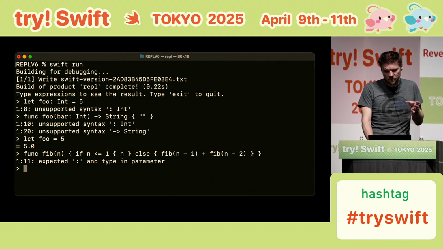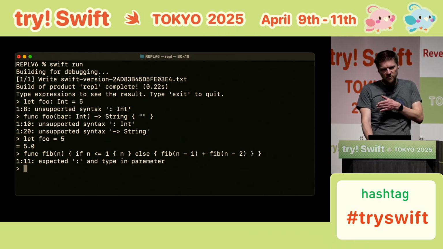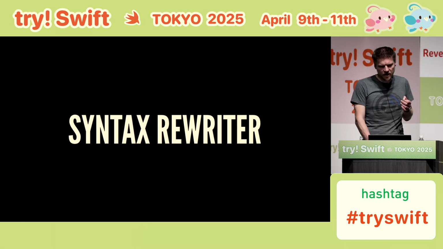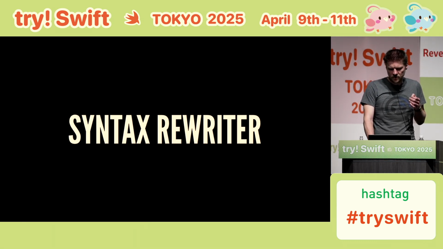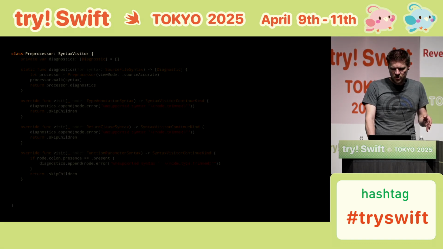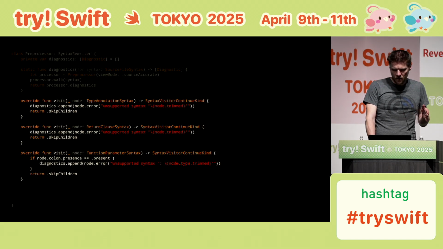Well, what if we modify the preprocessor to actually insert the missing types before we run the regular Swift parser diagnostics generator? So syntax visitor isn't able to modify the syntax tree while it's traversing it. And for that, we'll need to use another Swift syntax utility class called syntax rewriter. So if we change the base class of our preprocessor from syntax visitor to syntax rewriter, and then next we need to update the visit functions.